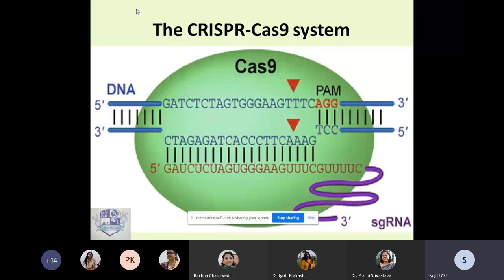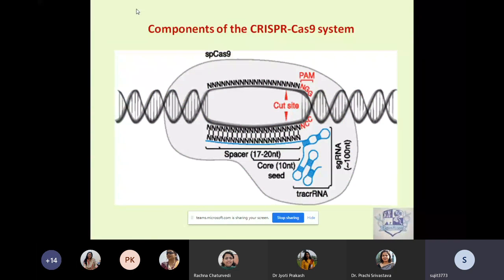What is seeding? I will be discussing it in later slides. Seeding means just joining the single guided RNA with the genomic DNA, so where the notch has to be made for cutting the DNA by Cas9. Here you may see very clearly that we have taken NGG, that is the PAM. Then the cut site is just 3 nucleotides after the NGG, and after these 3 nucleotides, seeding will take place.